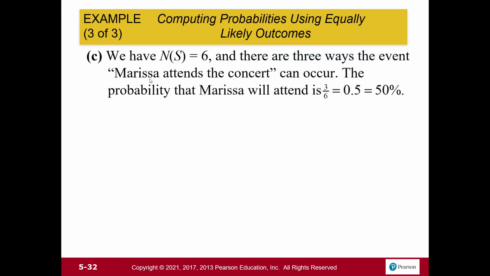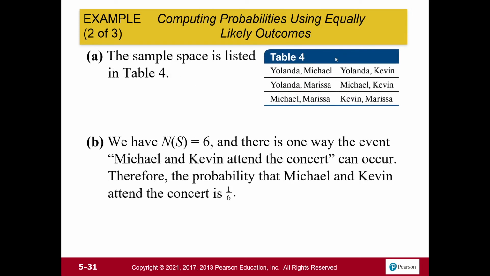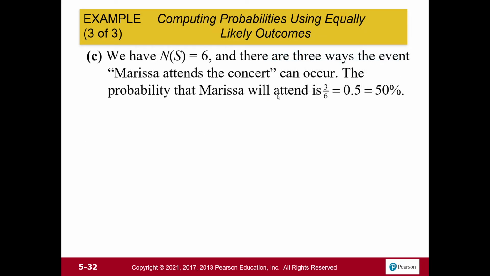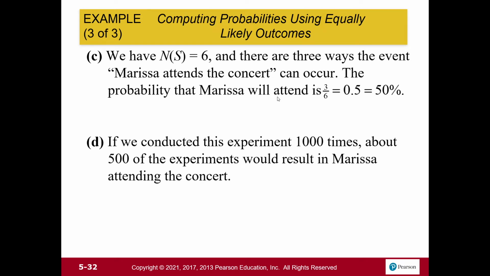Now the other event was Marissa attends, so she's going to be paired with someone else. It doesn't matter who. We just want to know how likely it is that Marissa will attend. Well, we do need to go back to the sample space. It looks like Marissa is in 3 different groups out of the 6. So Marissa has a 1/2 probability, a 50% chance of being selected. And if the experiment was conducted 1,000 times, about 500 of those times Marissa would be attending the concert.